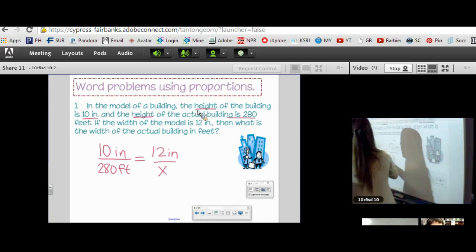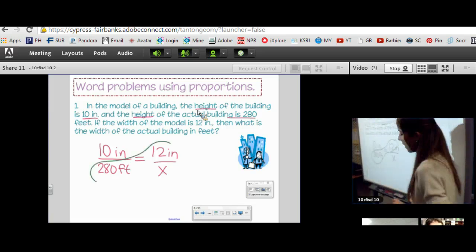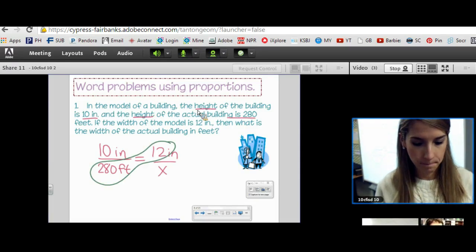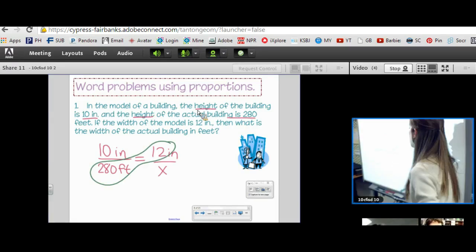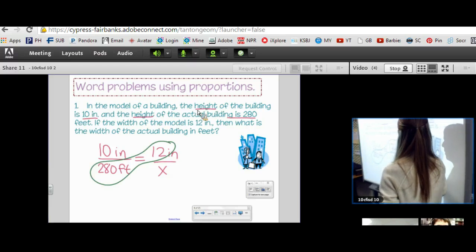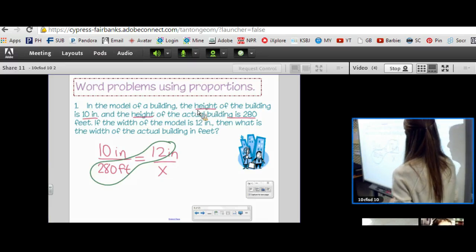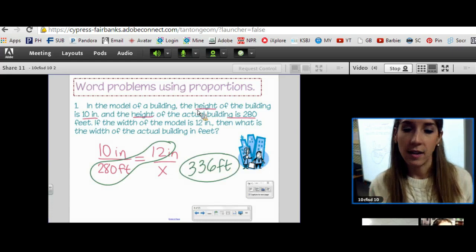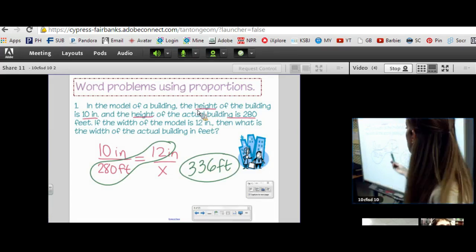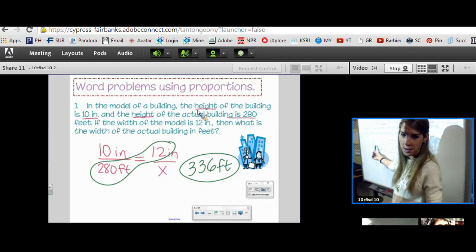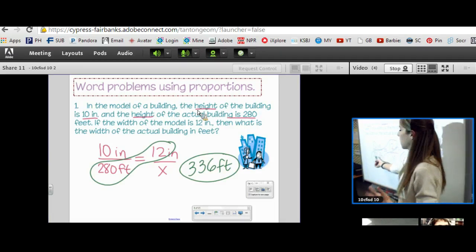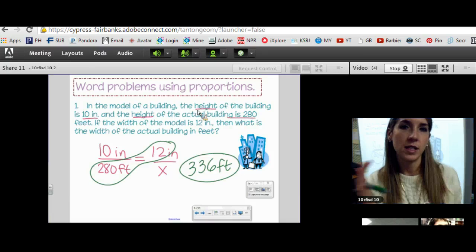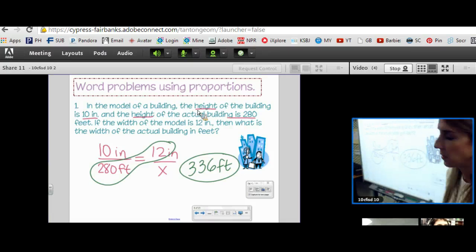So let's cross multiply. 12 times 280 divided by 10. Chloe, what do you get? 336 feet. Always put units when we're doing these word problems. Very good, Chloe, thank you. Like I said, look and see if it makes sense. Okay, 12 is bigger than 10, a little bit bigger, so our answer better be bigger than 280, and it better be reasonable. It better not be a ton bigger, just scale-wise a little bit bigger, and it is, so that's perfect. Let's keep going.